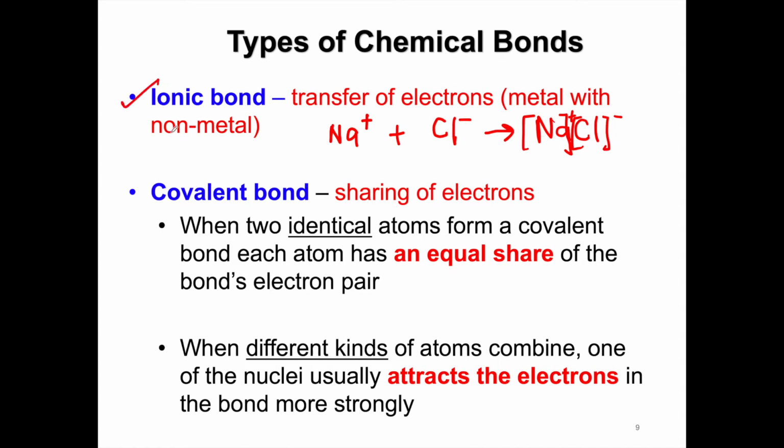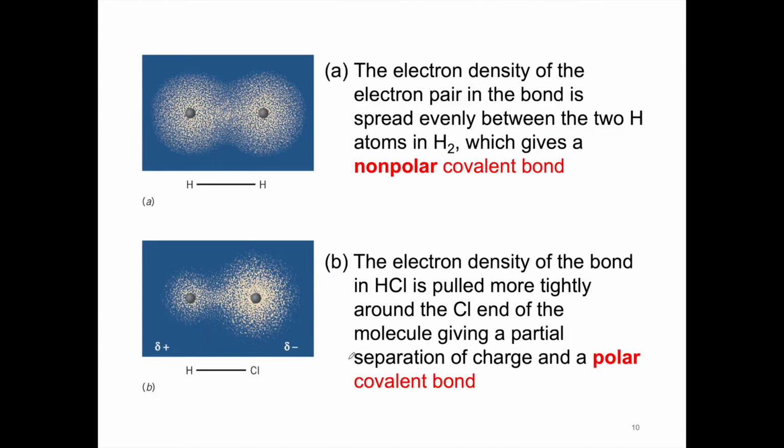Second, we have the covalent bond. This is where we have a sharing of electrons. We have 2 situations here. First, if 2 identical atoms form a covalent bond, each atom usually has an equal share of the bond's electron pair. For the second, let's say we have different kinds of atoms combined. One of the nuclei usually attracts the electrons in the bond more strongly. Let's look at an example for the first situation and the second situation.